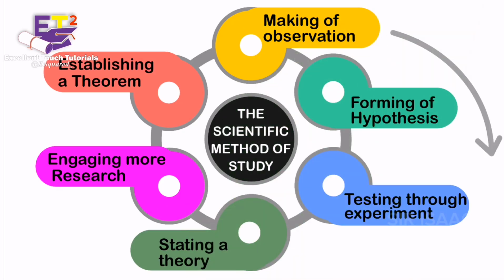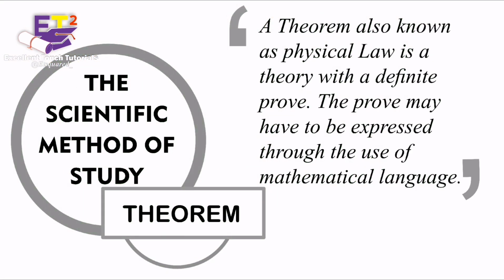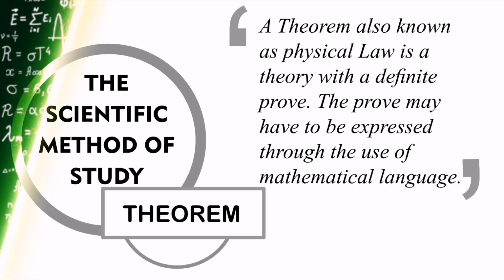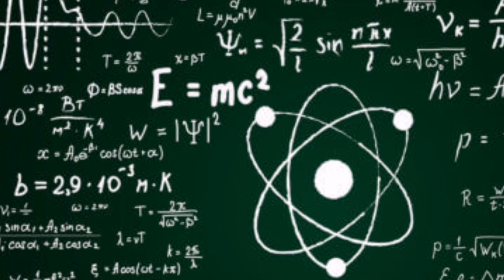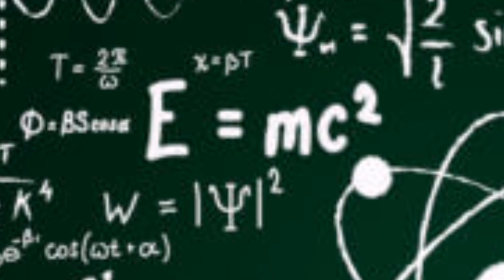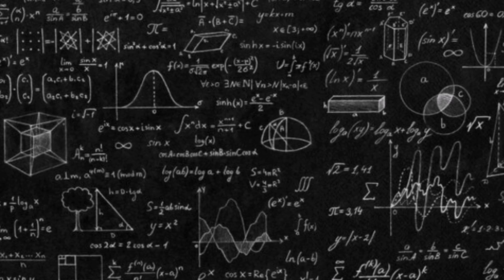And number 6 is establishing a theorem. A theorem is a theory with a definite proof. The proof has to be expressed through the use of mathematical language. Simply put, a theorem is a formula backing or confirming a theory. A theorem is also referred to as a physical law or scientific law. We have so many of them in physics. An example is the law of universal gravitation.